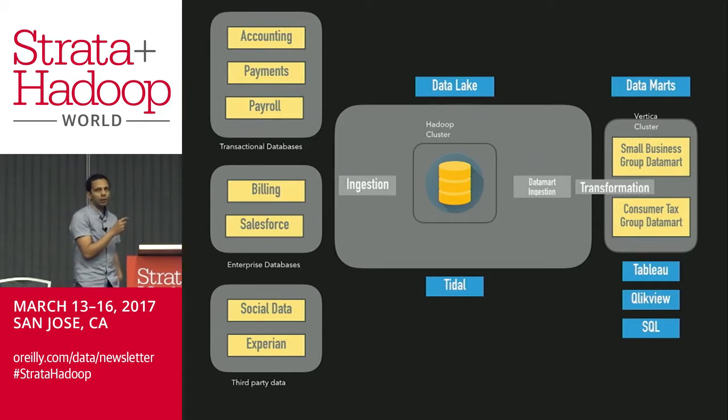All this data gets moved via an ingestion process into the data lake, which for us is a Hadoop cluster. Then data from this Hadoop data lake is moved again via the data mart ingestion process to the different data marts we have. The data mart itself is based on a Vertica cluster. The data movement between source, the data lake, and the data mart is happening via jobs scheduled in Tidal, which is our workflow scheduler. And then business visualization and reporting happens via a mix of Tableau and ClickView dashboards.